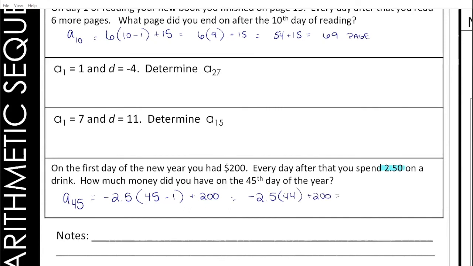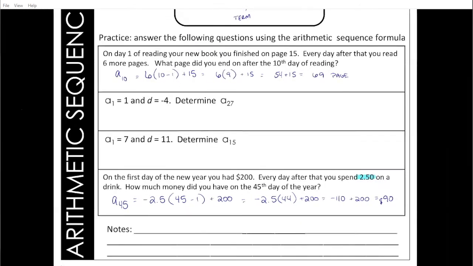Negative 2.5 times 44 is negative 110. And then negative 110 plus 200 is 90. So just on drinking soda, you've spent $110 in a month and a half. That should make you think about what you're doing to your parents at lunchtime every day.